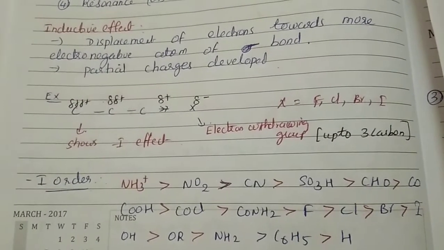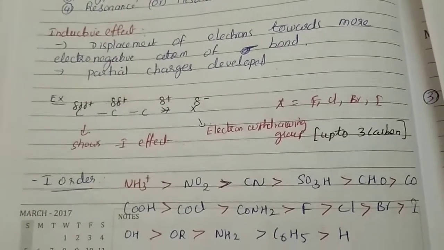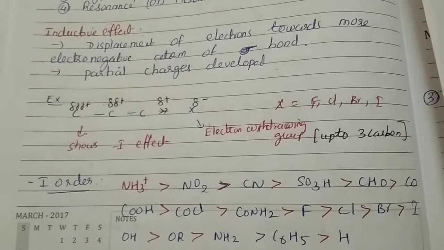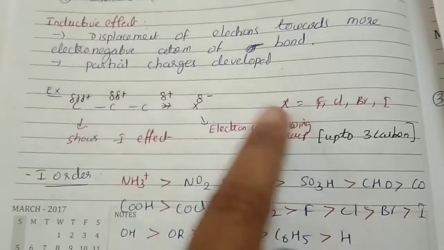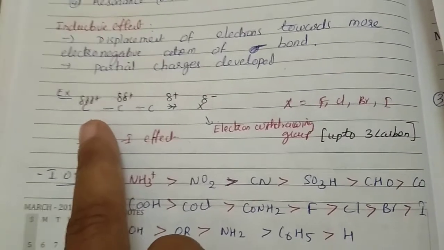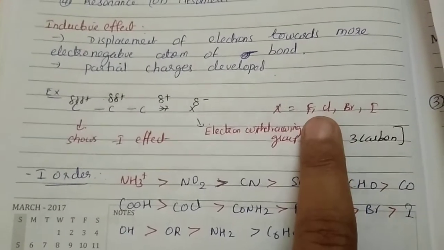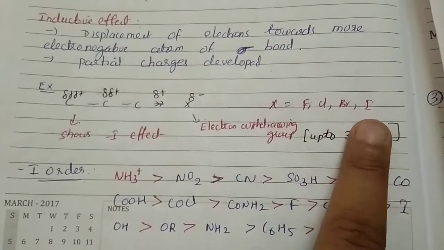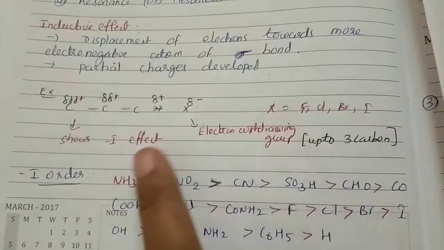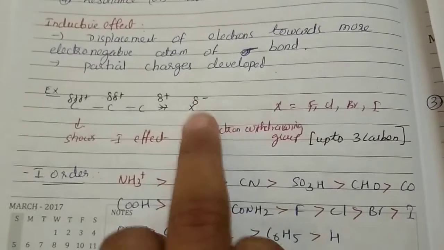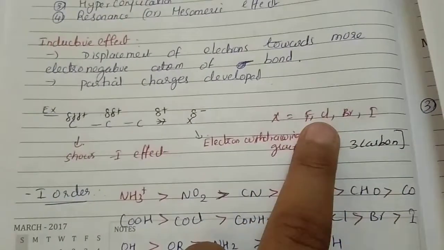The displacement of electrons takes place within the molecule, and because of this displacement, partial charges develop. So this is the example: carbon, carbon, carbon, X. X may be any halogen atom: fluorine, chlorine, bromine, iodine. So X is an electron withdrawing group, showing the minus I effect. X is a more electronegative atom.